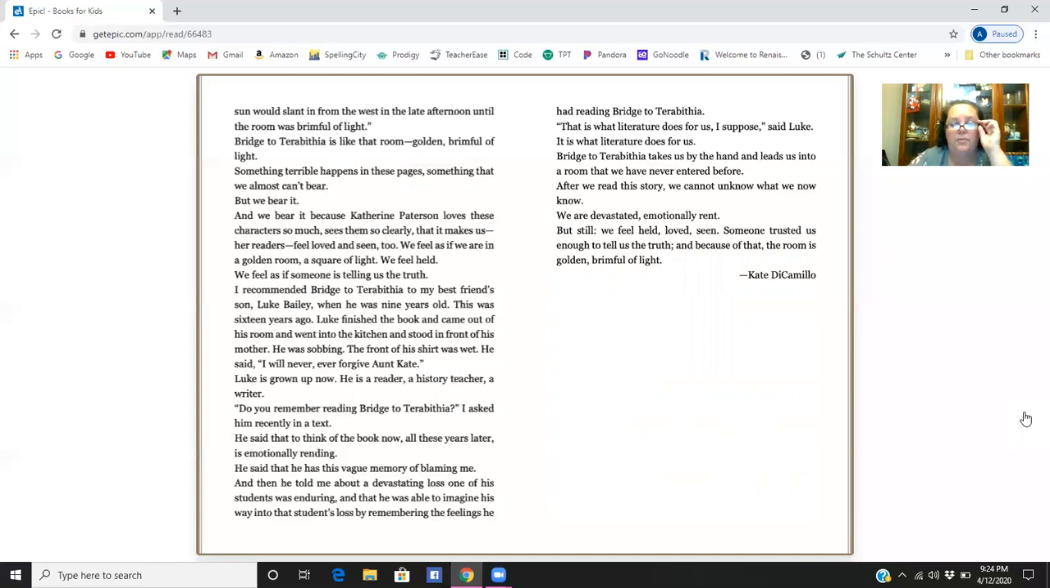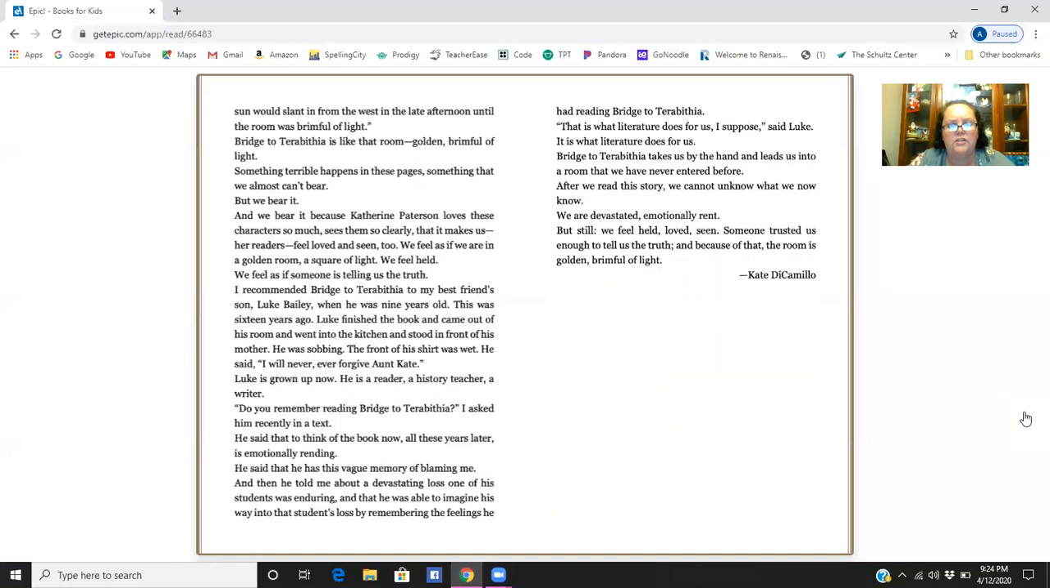I recommended Bridge to Terabithia to my best friend's son, Luke Bailey, when he was 9 years old. This was 16 years ago. Luke finished the book and came out of his room and went into the kitchen and stood in front of his mother. He was sobbing. The front of his shirt was wet. He said, "I will never, ever forgive Aunt Kate." Luke is grown up now. He is a reader, a history teacher, a writer.